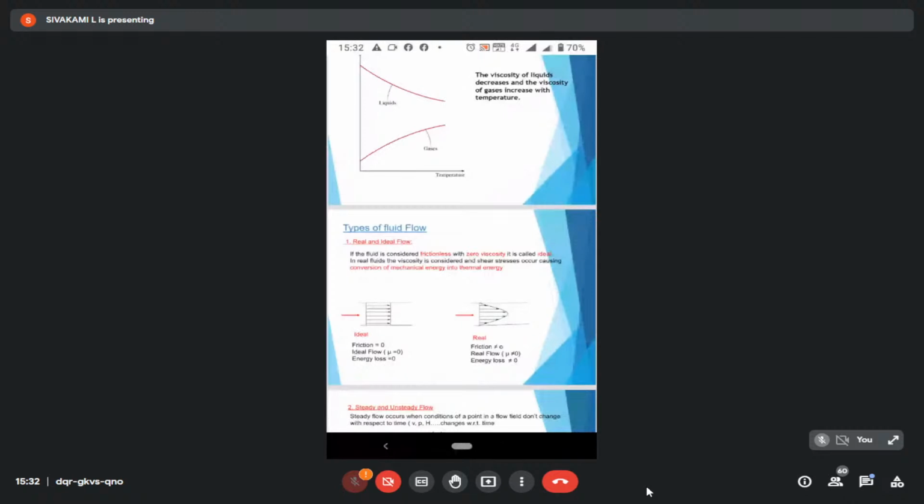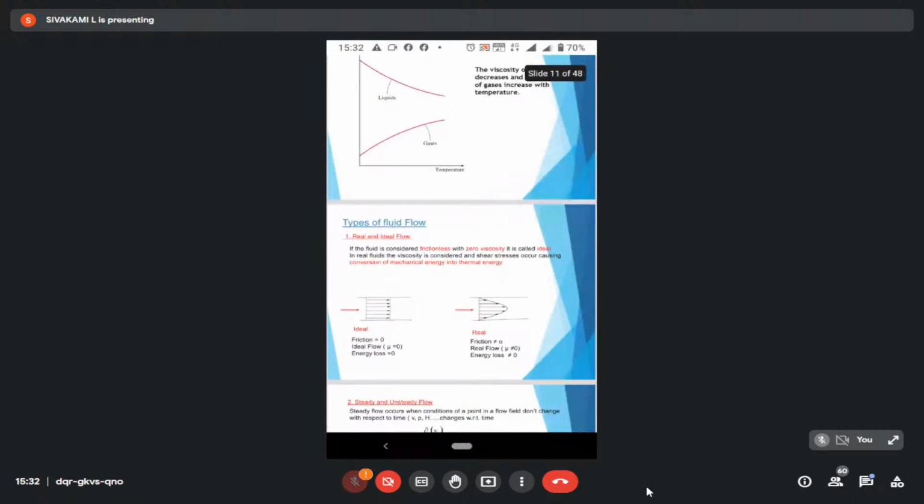First one is real and ideal fluid. If the fluid is considered frictionless with zero viscosity, it is called ideal. In real fluids, the viscosity is considered and shear stresses occur, causing conversion of mechanical energy into thermal energy. So for ideal fluid, there won't be any friction, no energy loss. So the friction is zero, and then mu is also zero, and the energy loss is also zero. But if everything exists, it is called real flow.